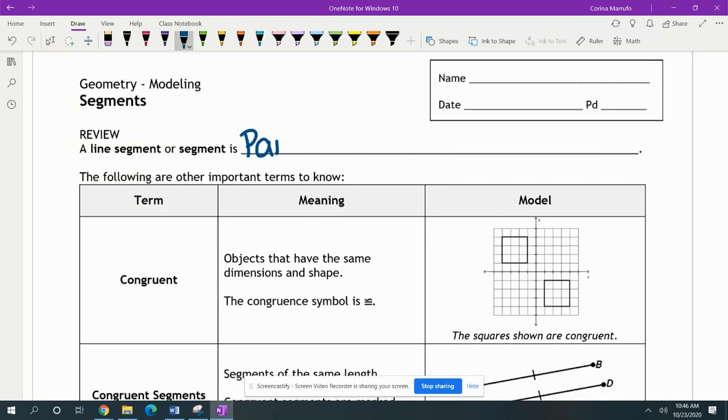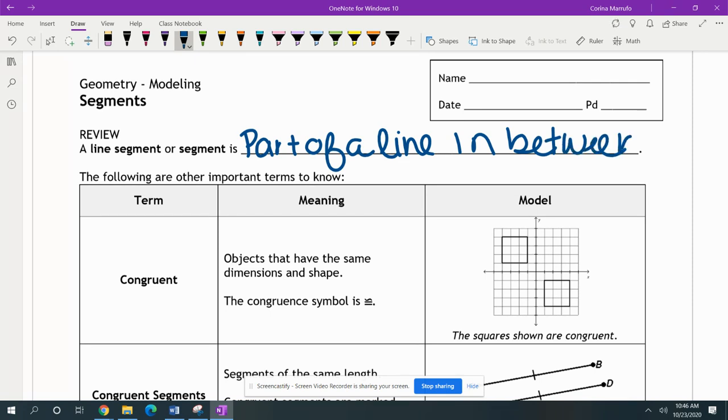Part of a line in between two endpoints.